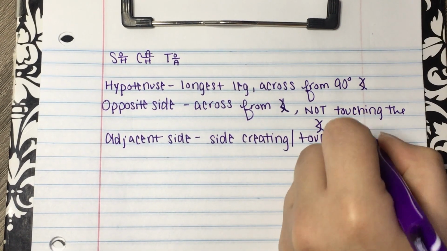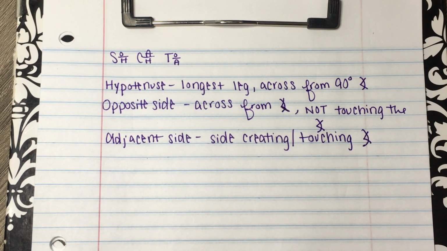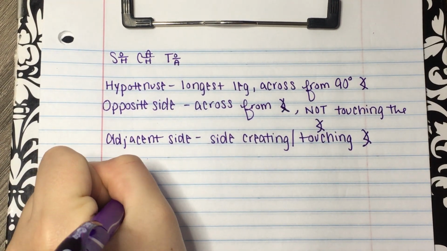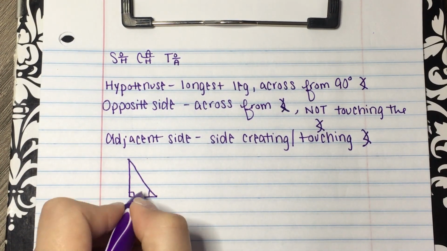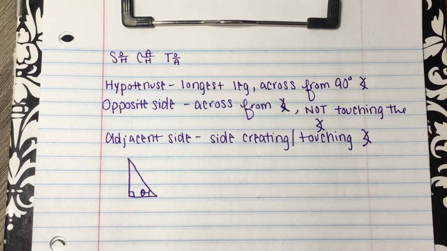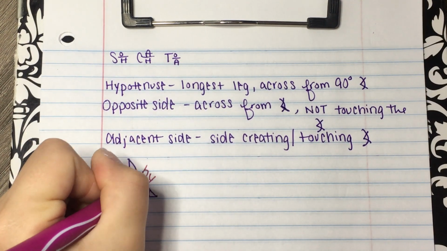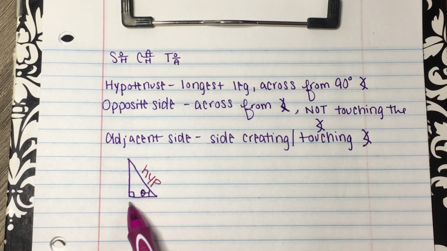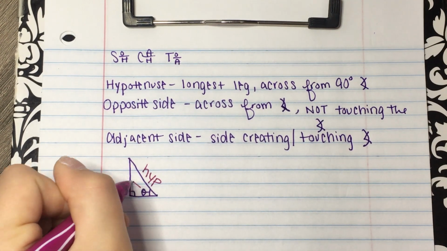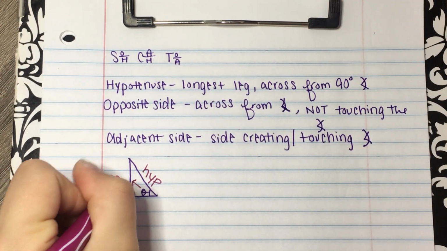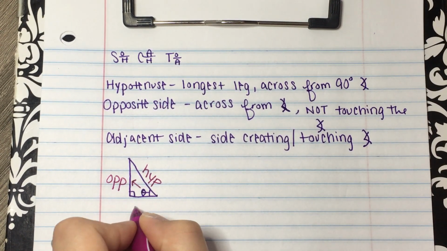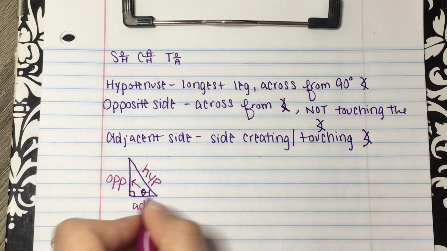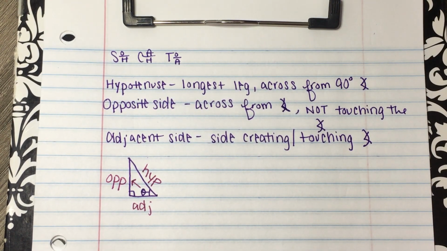It's touching the angle, creating the angle. So if I had a triangle here, and I'll use my angle to be theta, then my hypotenuse is my longest side, or the one across the 90-degree angle. My opposite leg is the one that's across from the angle, but it is not touching the angle at all. And then adjacent is the one that helps create the angle, because this is the angle we're working with. It creates this angle, and it is touching.